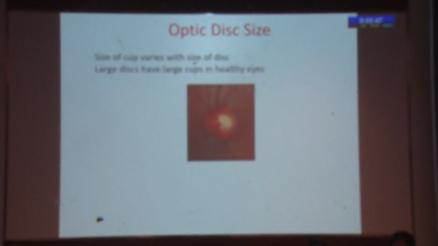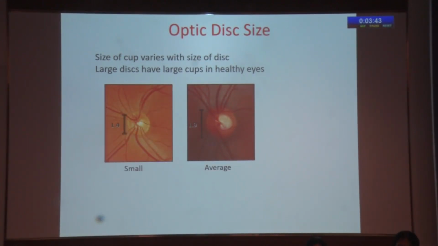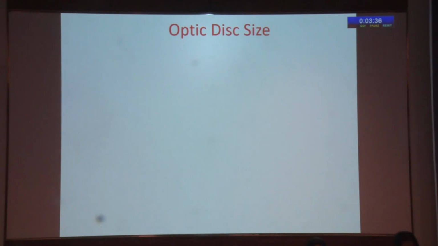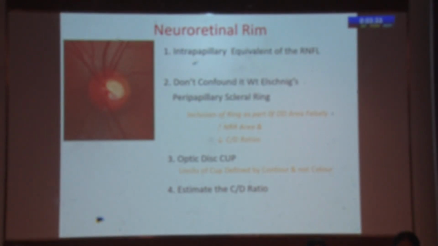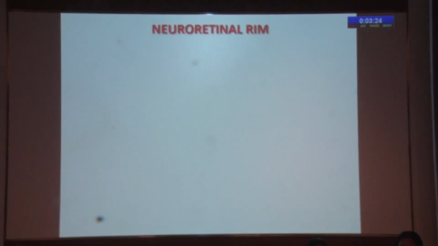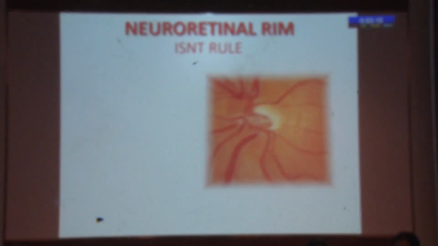So the size of the cup varies with the size of the disc. Large discs would have large cups where you would diagnose glaucoma more often than you would in small discs with small cups, where you actually might miss the diagnosis because of the small size of the disc. And next is the neuroretinal rim, and that is what we are actually interested in. So it's like a donut where we're interested in the chocolate and not really the hole in the center. And the area, the configuration, and the pallor that you see in the neuroretinal rim, and that is the loss of rim tissue which goes on in glaucoma.